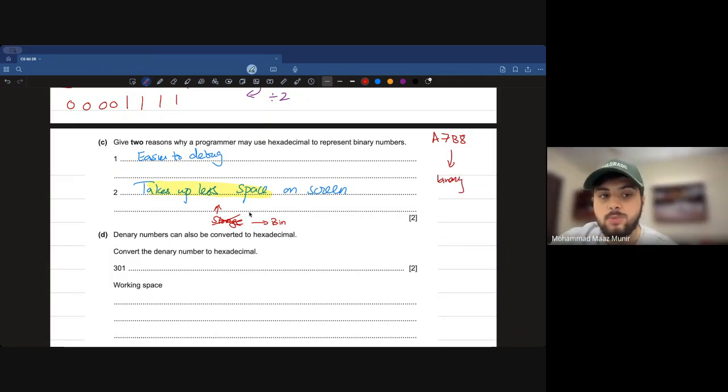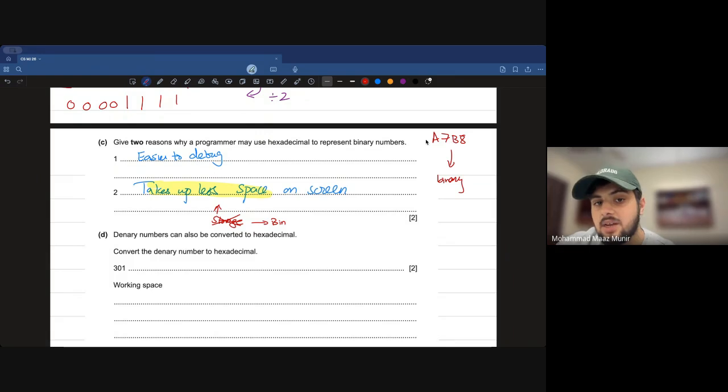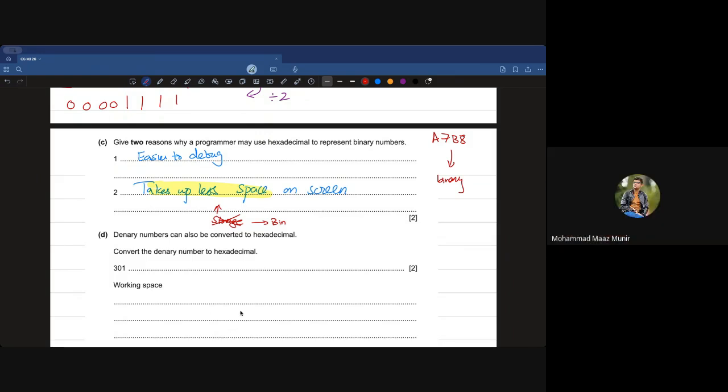The only difference is that on your screen, rather than A7B8, if I write it in binary, it might take a much larger chunk, which it's not taking right now. That is the main difference. It's the main factor making the difference. So this is one valid point.